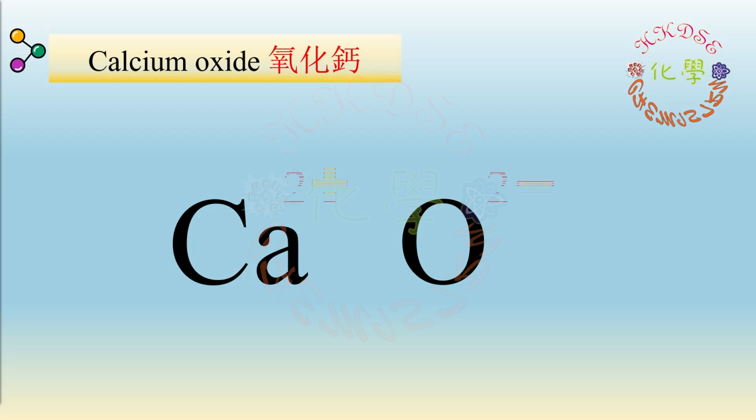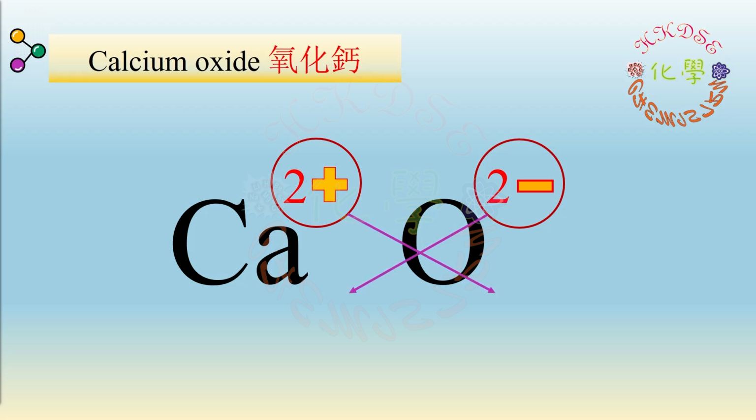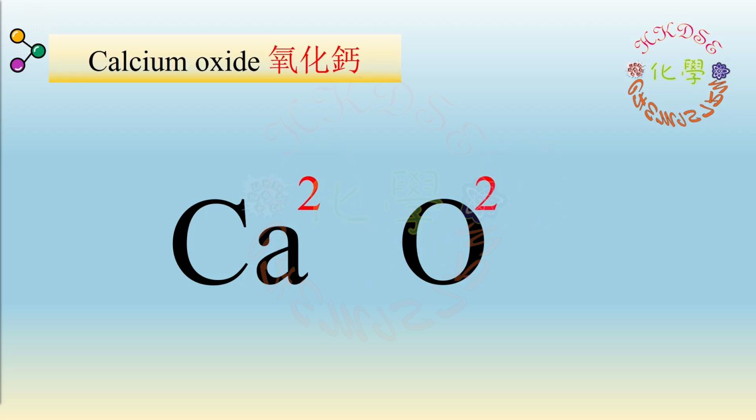Let's try to work on another example. Calcium oxide. Step 1. Write down the ions side by side along with their charges. Remember that the charges are written in superscript. Step 2. Now circle the charges and take the number of the charge on each ion across to the other, so that they are in subscript.